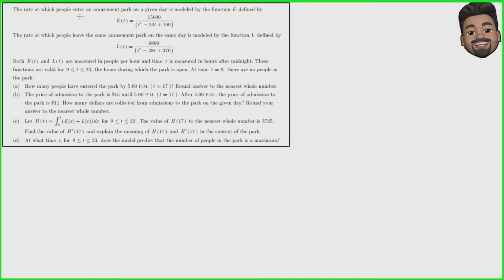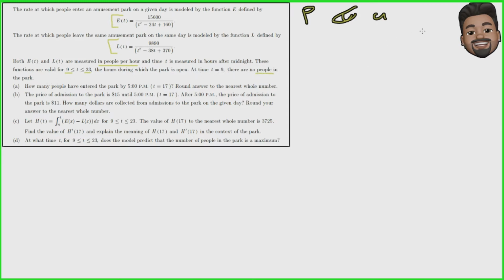So the rate at which people enter an amusement park is modeled by this function here. So this is something coming in. The rate at which people leave the amusement park the same day is given by this. So now we know, very similar to what we talked about in the past, something's coming in, something's coming out. Both E of t and L of t are measured in people per hour. That's the rate. And these functions are valid from 9 to 23, the hours during which the park is open. At t equals 9, there are no people in the park.